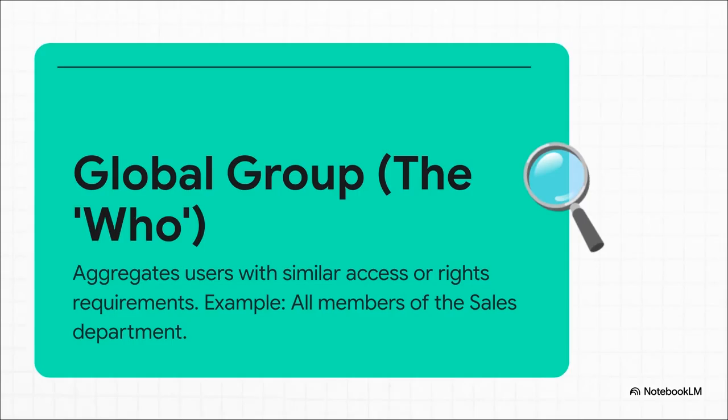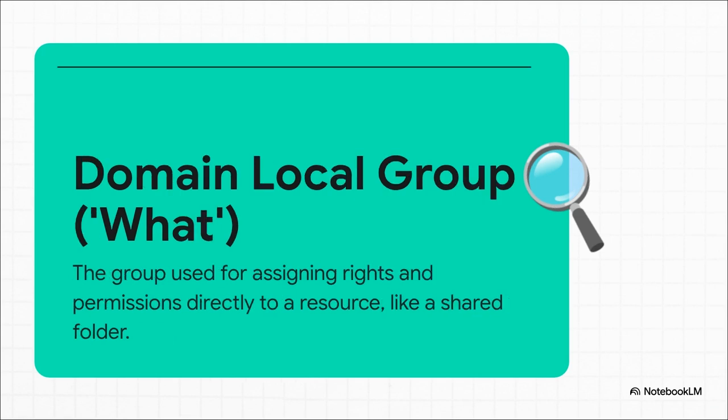Now, there are a couple types of groups. The first one is called a global group. The easiest way to think about this one is as the WHO. Its only job is to collect people who have similar roles. So you'd make a group called Sales Team, and you guessed it, put all the salespeople inside. Simple.